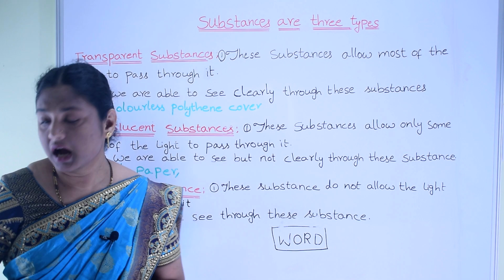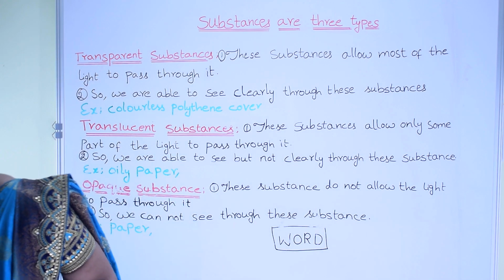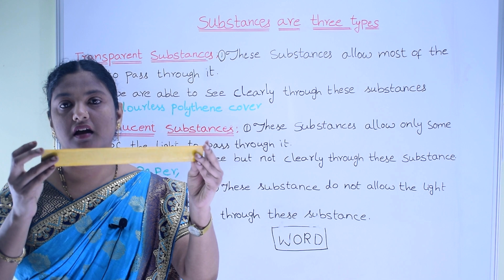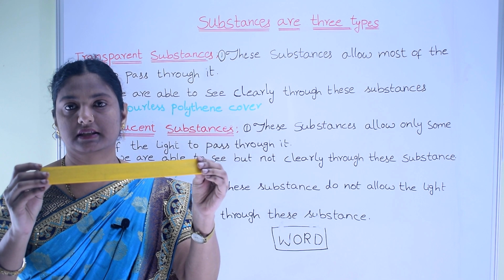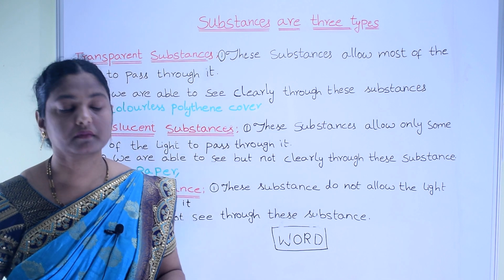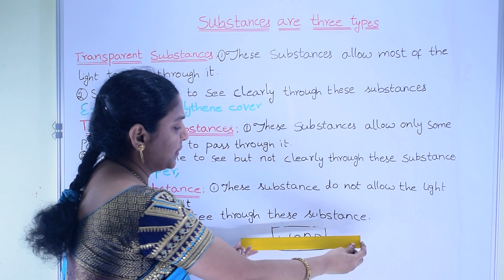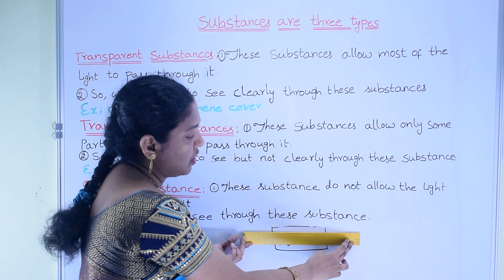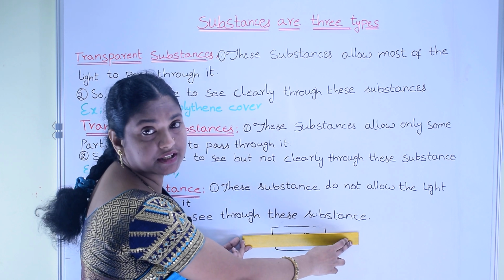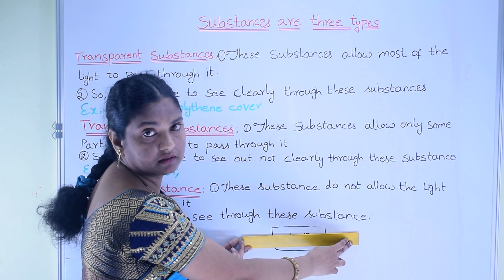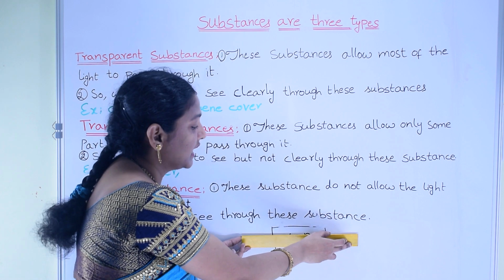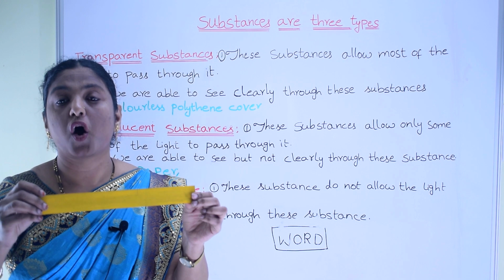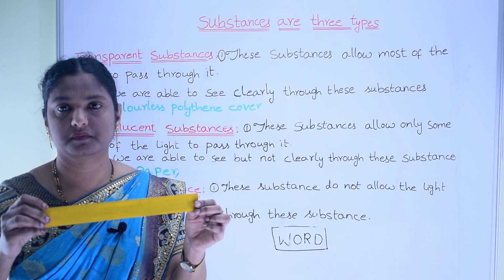Next, I am taking a wood scale, like this, wood substances like this. So, I kept this before this word. What do we observe? We cannot see this word. This means which type of substance is it? This is an opaque substance.